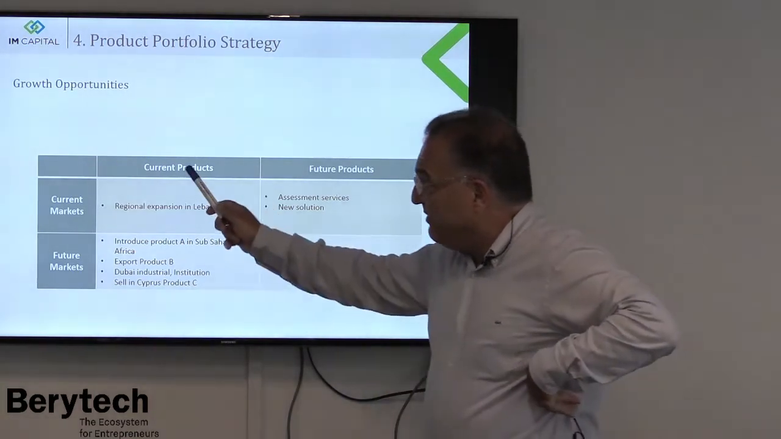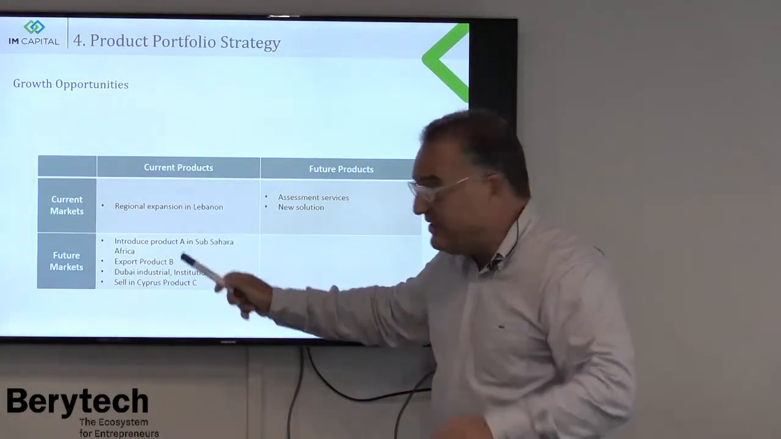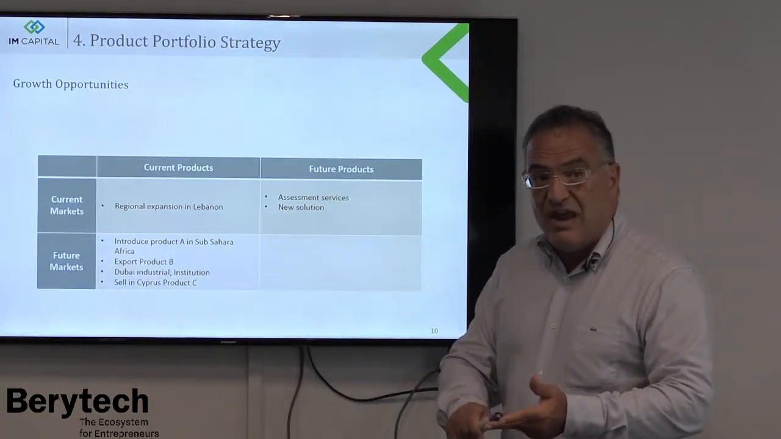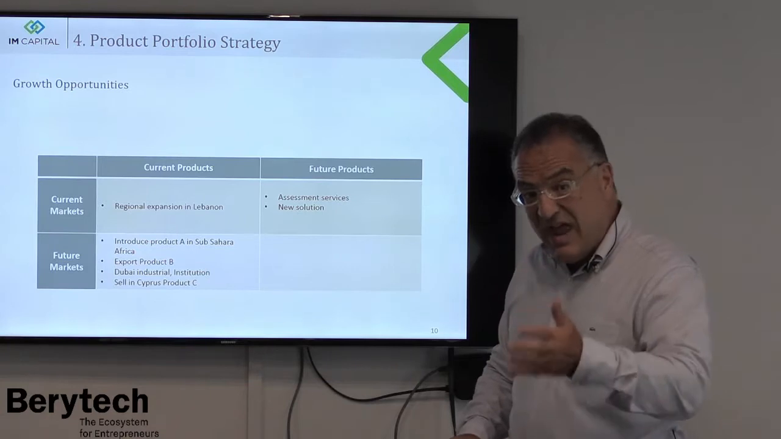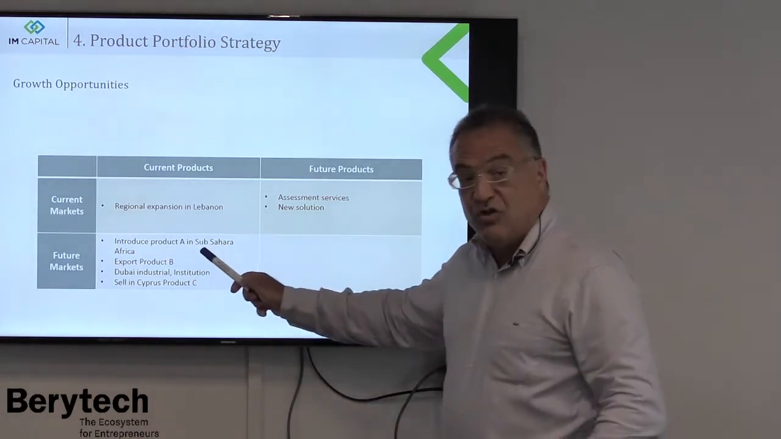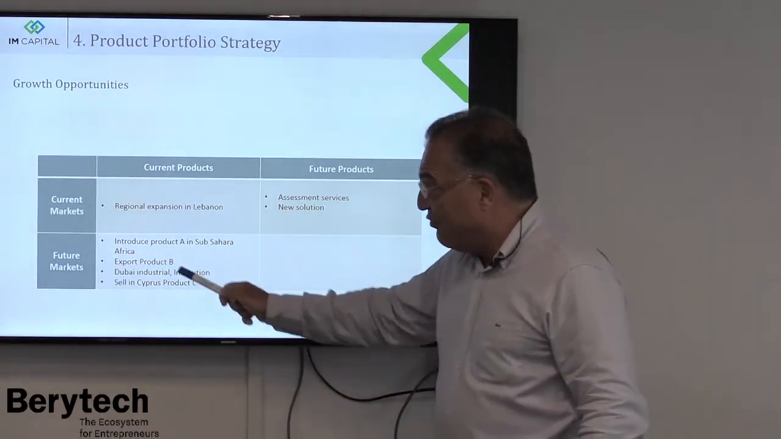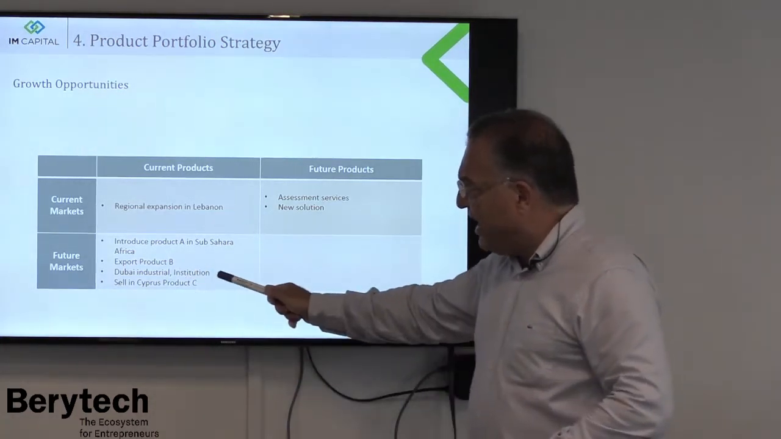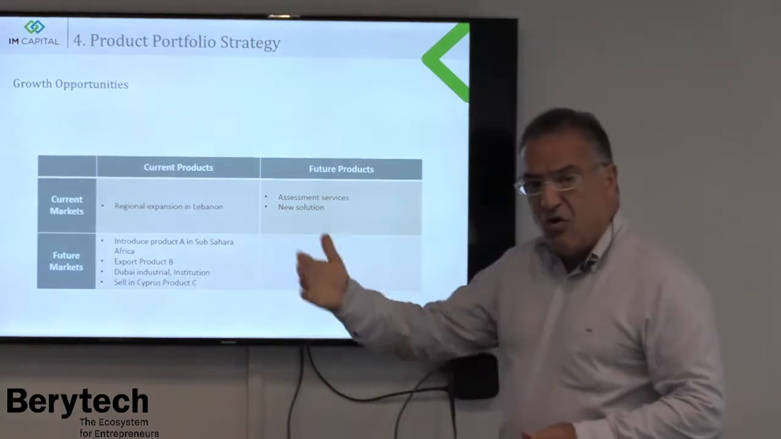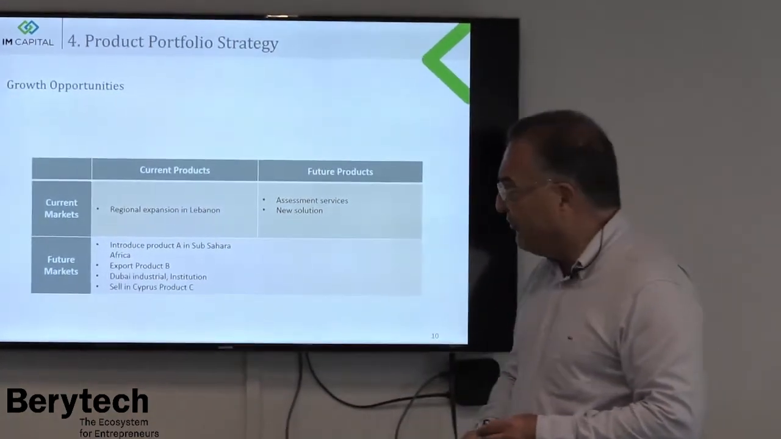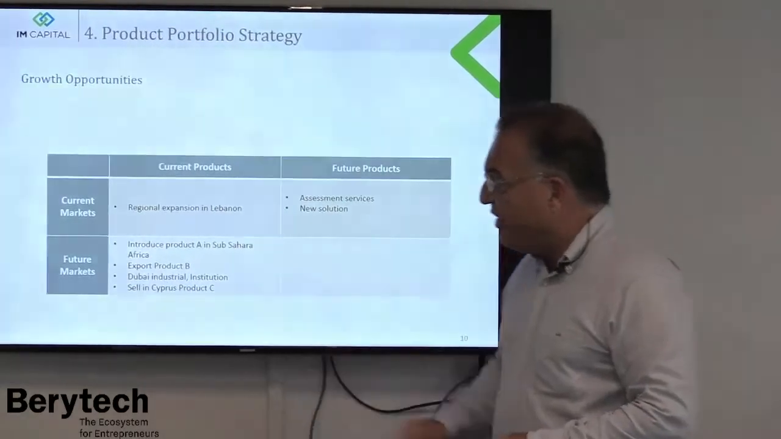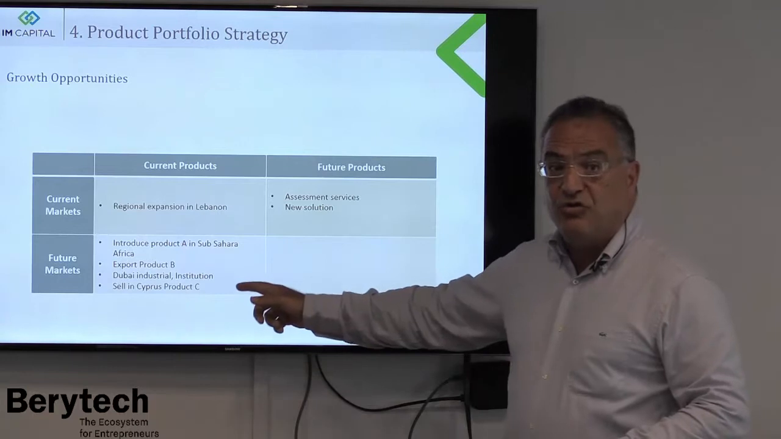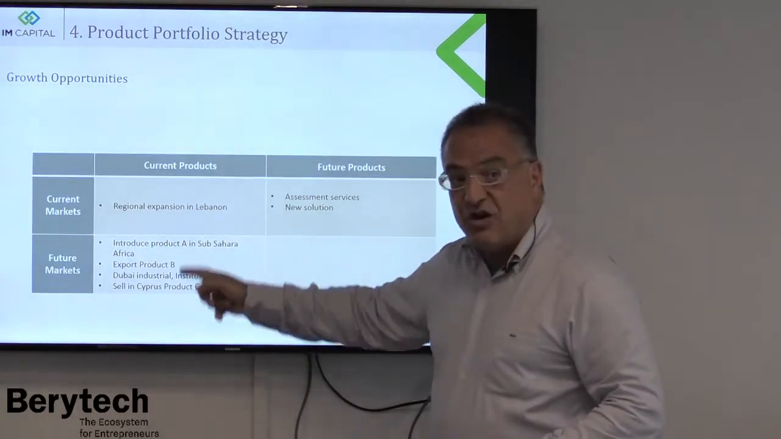The second one is they look at their existing products, but they say, Constantin, we want to do it in sub-Saharan Africa. We have Tanzania, we have Kenya, and they have heavy donors that are contributing. This is going to be another growth opportunity. We also want to export products, so they have Dubai industrial, where they want to export and set up their operation for the GCC. They also have a big project, a desalination project in Cyprus. This is a major project we want to go after. So this is taking existing technology across other markets.